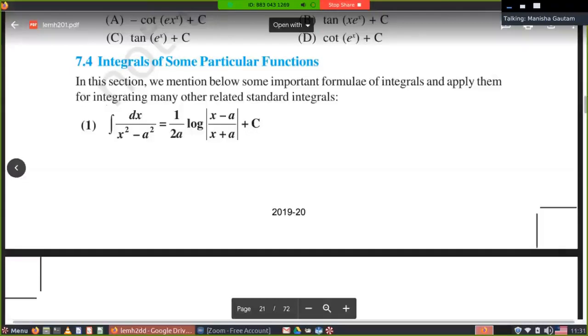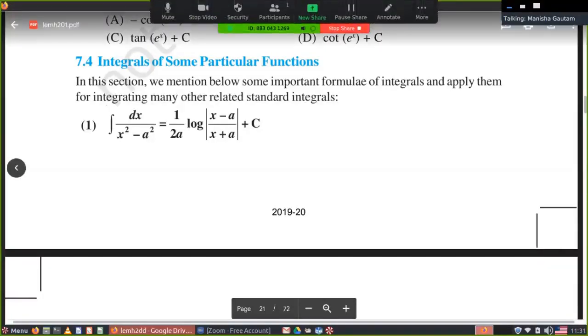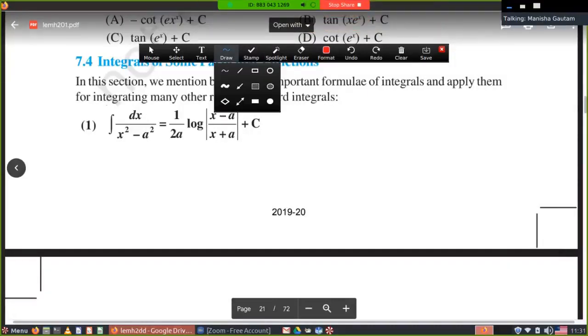In this section, we mention below some important formulae of integration, and we will apply these. First, we will convert the given question into a standard form. Then we will do the question by using the formulae.